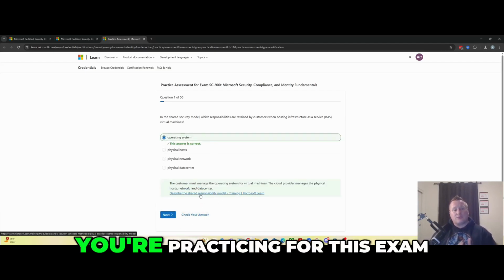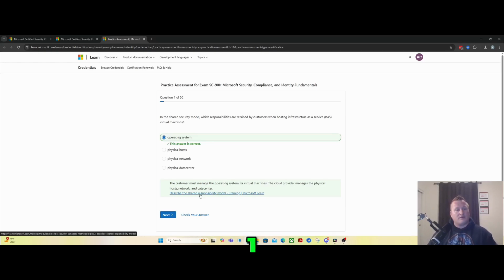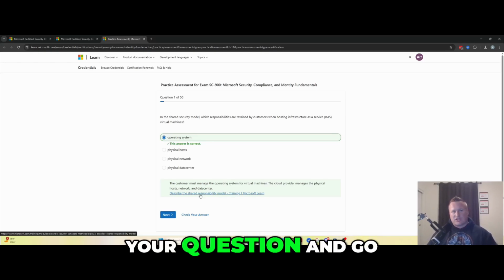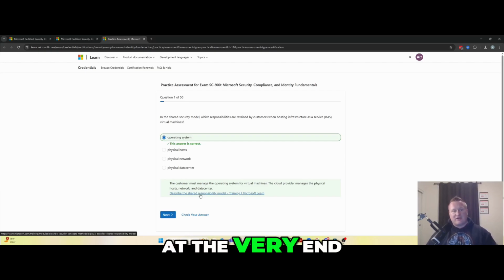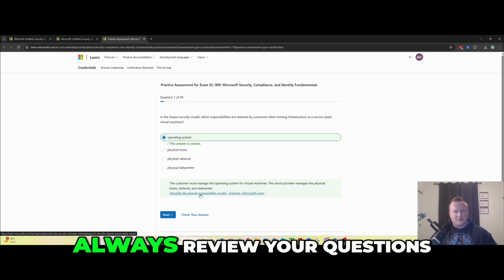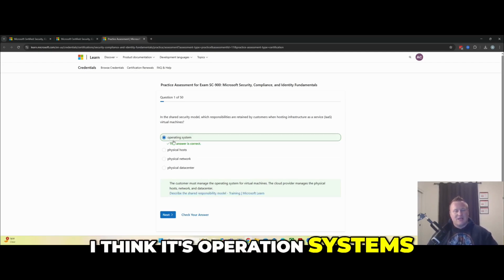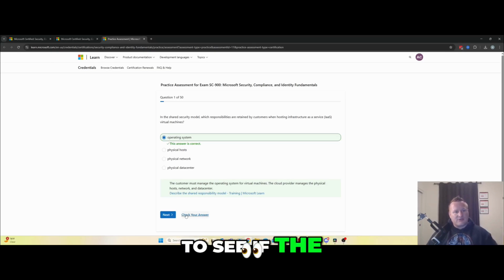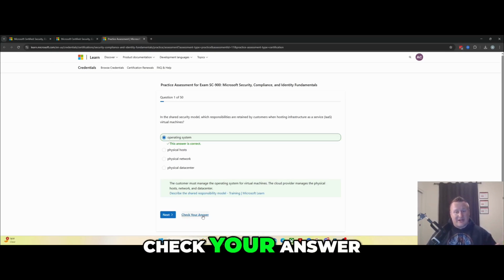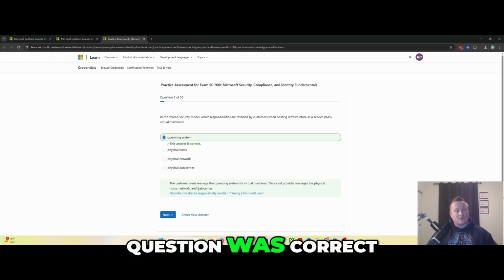Here's what I like. You can do 1 of 2 things when you're practicing for this exam. One, you can go in blank, guess your question and go to the next, and you'll find out at the very end your percentage, and then you can review your questions to see which ones you got right and which you got wrong. Or, as you're going through the exam, if you say, you know what, I think it's operating systems, and you want to check it right then and there, you simply hit check your answer, and it's going to tell you if the question was correct.